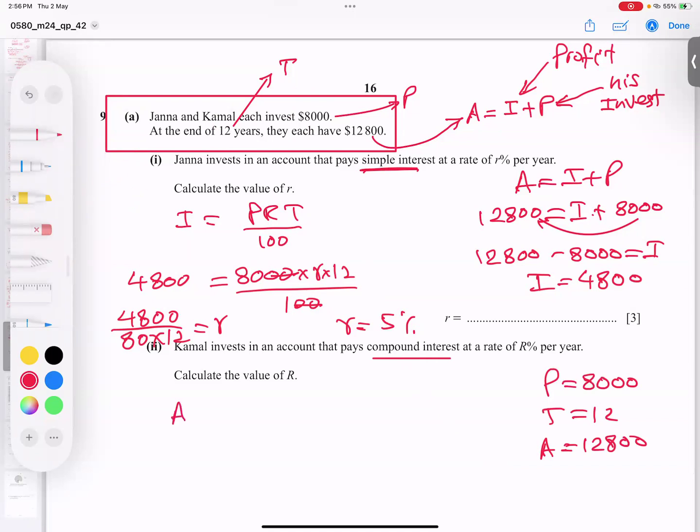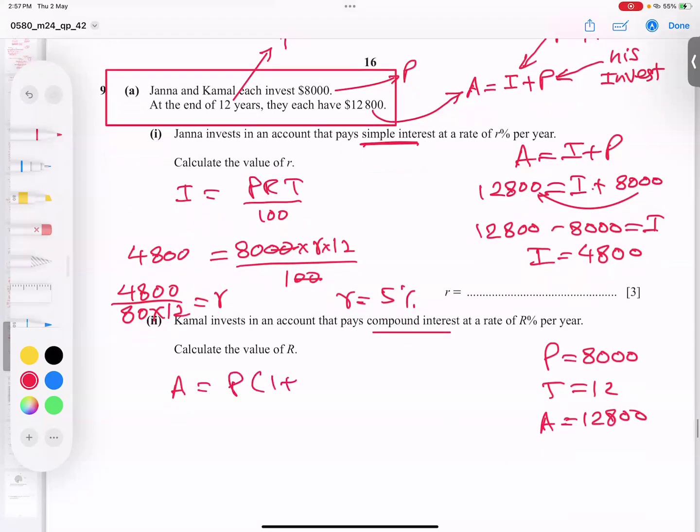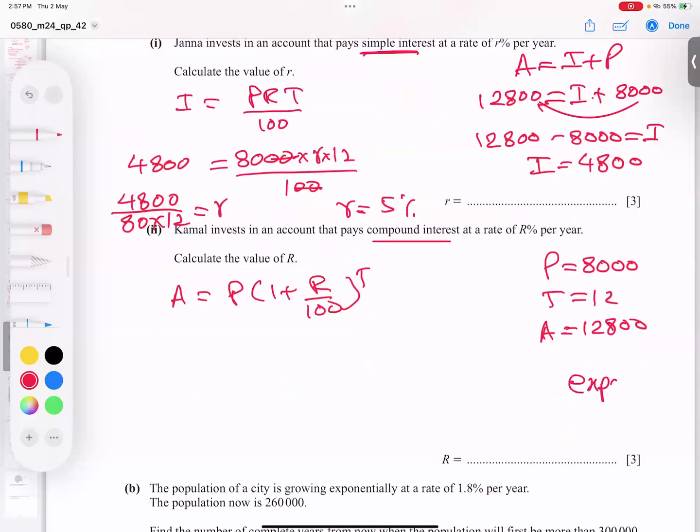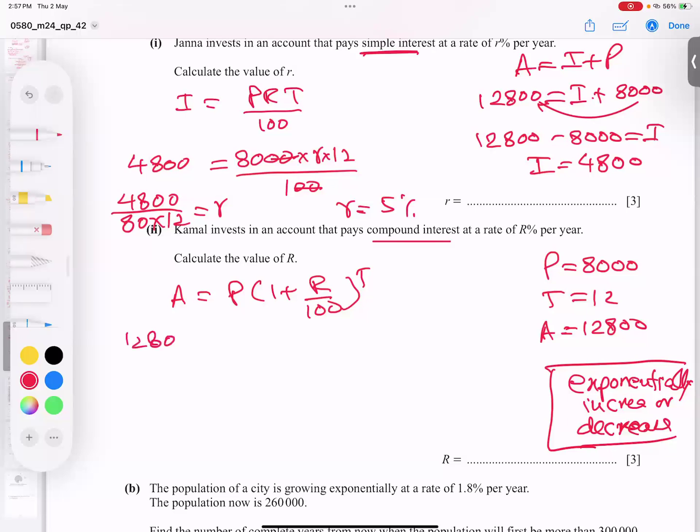Because you talk about compound interest, the compound interest formula you are familiar with is 1 plus R over 100 to the power T. The same formula is used for other situations. I just tell you extra knowledge. If the word exponentially increase or exponentially decrease comes, for increase we put a plus sign, and for decrease we put a negative sign. So this is another technique to understand. Okay, extra knowledge. Now I will plug in the numbers. 12800.